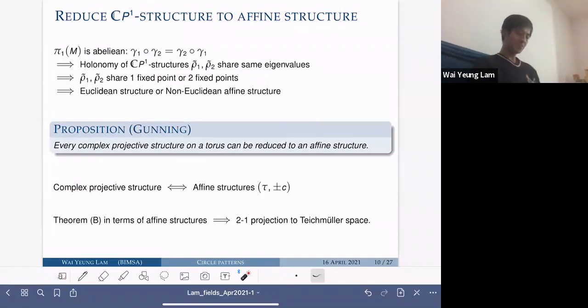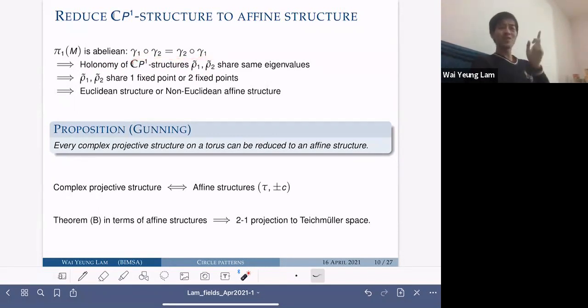So the reason is very simple. You notice that for this torus, the fundamental group is abelian: gamma one circle gamma two is equal to gamma two circle gamma one. And then if you look at the holonomy of the CP1 structure, this rho one theta and rho two theta, you can regard them as 2x2 matrices. In particular, they are in SL2C. And they also satisfy this relation.